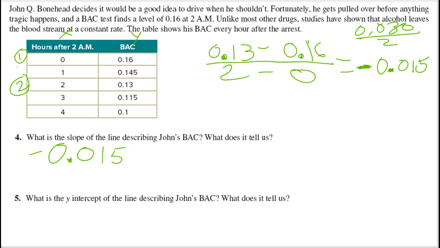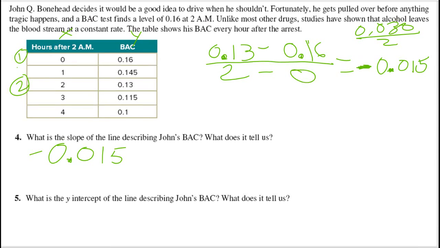The best way to describe that is to start off with the x's for every hour. John is going to lose 0.015% alcohol content, or his blood alcohol content is going to go down 0.015%. Question 5. Restart the video once you've answered that.